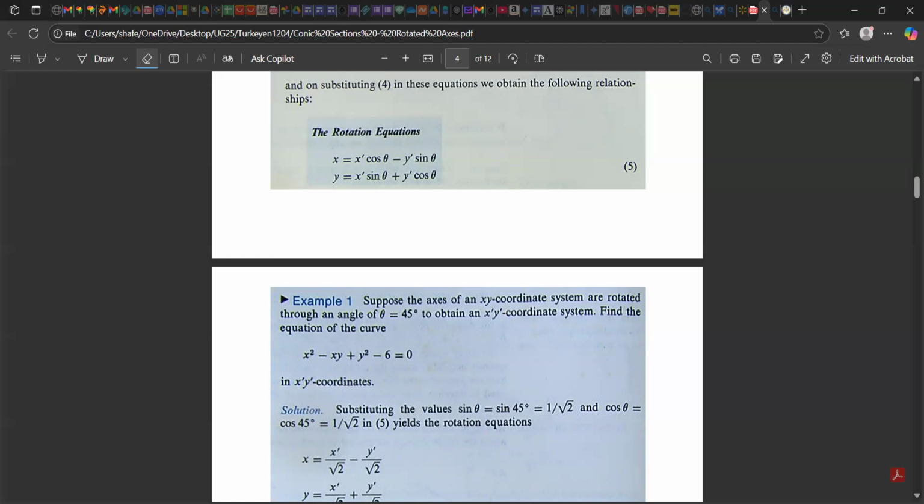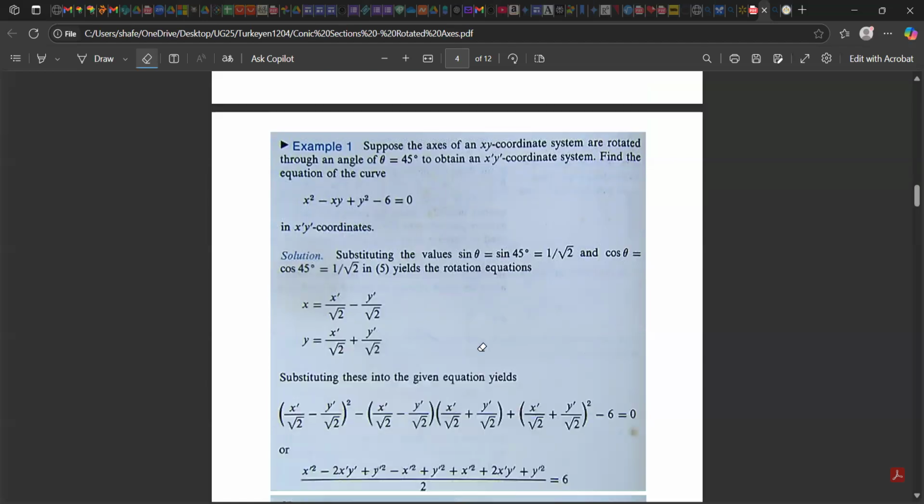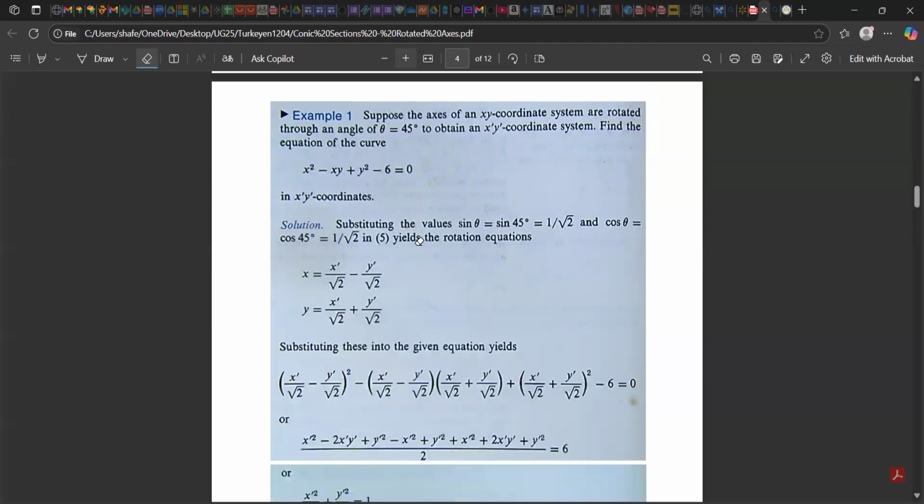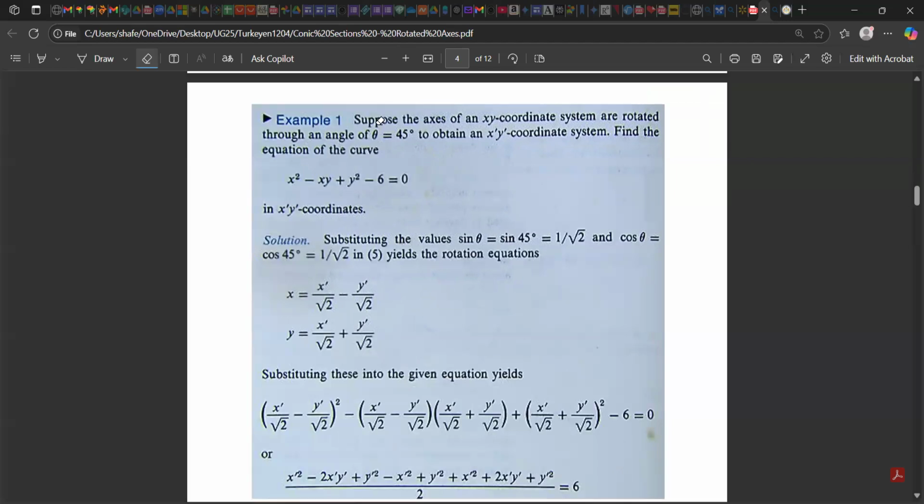All right, good. So we're having an example here, all right? I should make this a little bigger here. So they're saying that, okay, you have the axes, the XY coordinate axis that we are familiar with, and you rotate it through an angle of 45 degrees to obtain another coordinate axis, X prime, Y prime. Find the equation of the curve, X squared minus XY plus Y squared minus 6 equals 0.